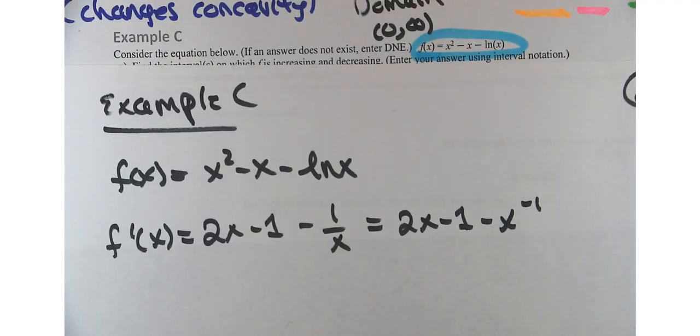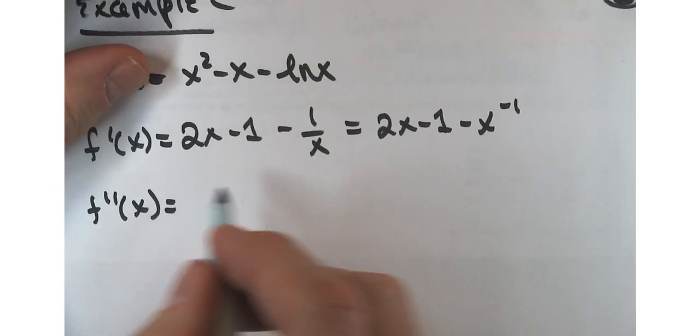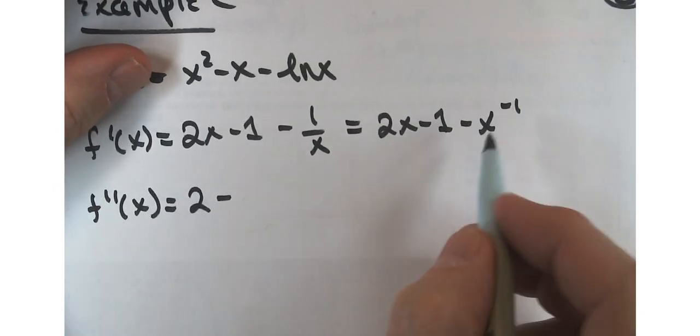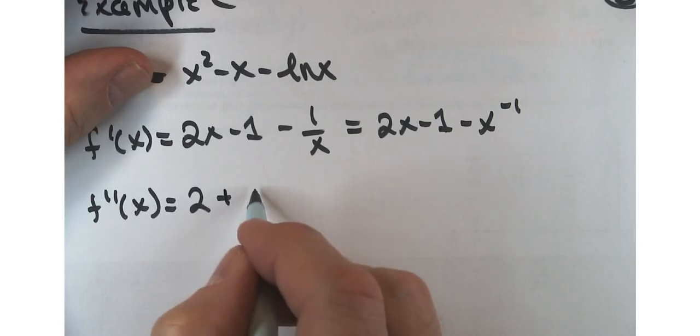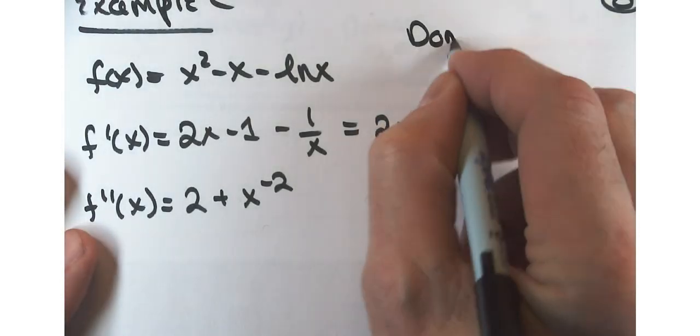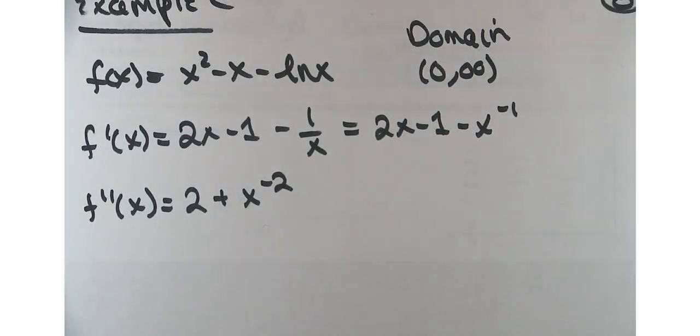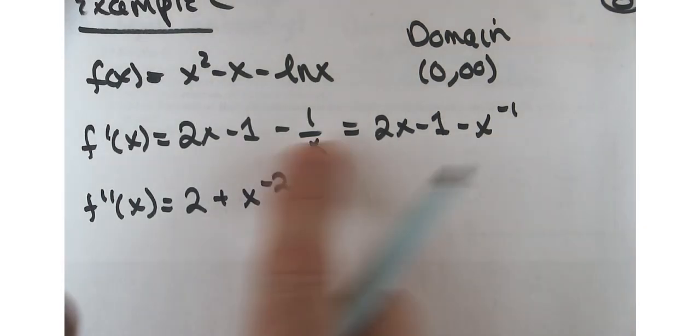Let's differentiate this again. F double prime of x. Russell, what do we got? What's the second derivative going to be here, please? It's 2, then plus 1x to the -2. Nice. 2 plus x to the -2. Let's keep in mind our domain here. Thanks, Russell. Domain is 0 to infinity. Let's see if we can't solve where this is actually equal to 0.